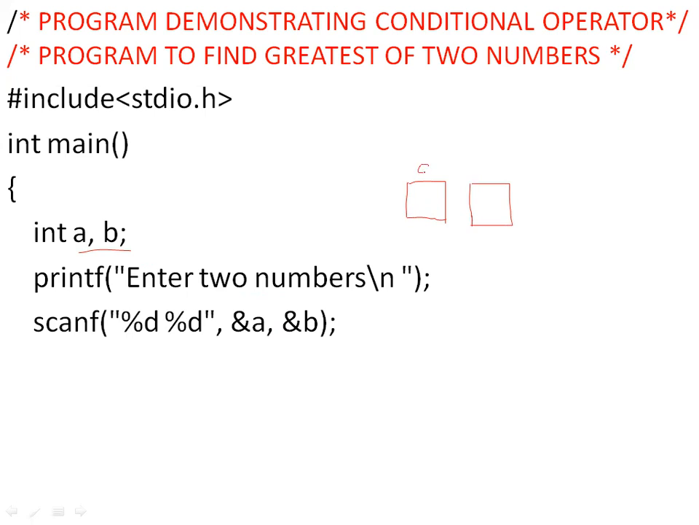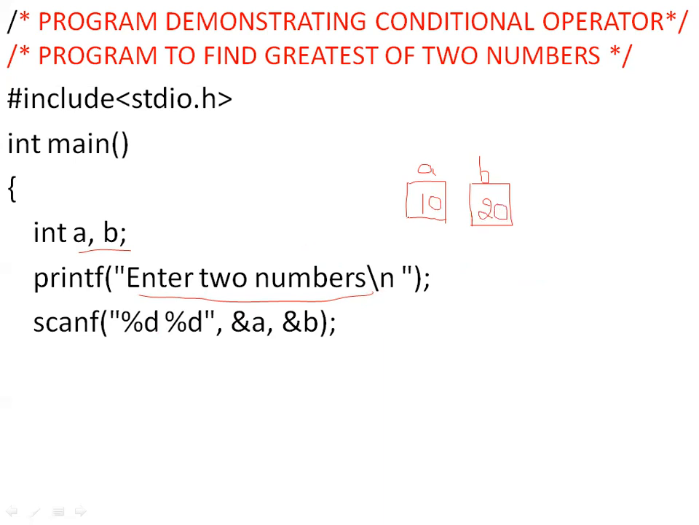Here, assume this is the memory of a variable A, and this is the memory of a variable B. Now, when this statement is executed, the user sees it says enter two numbers, and he enters two numbers, say 10 and 20. The first %d reads 10 and stores it into the address of A. Then 10 will be stored in A and 20 will be stored in the address of B, that is nothing but the memory location of B.